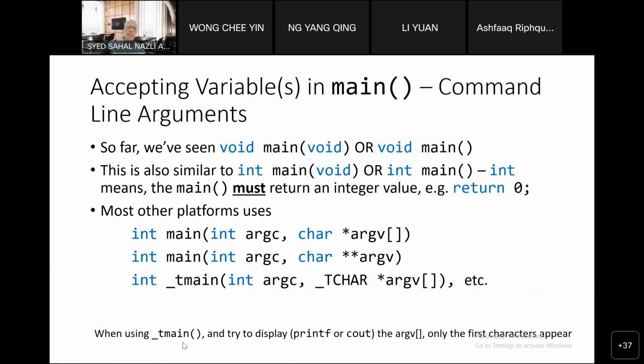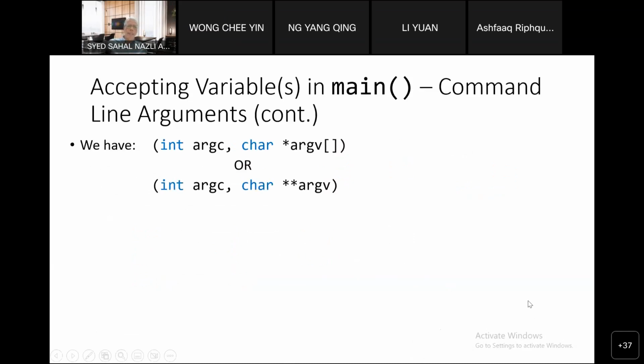When trying to display, the first argument is the character, and only the first character will appear in the second argument, ARGV. Only the first character will appear. We can have this kind of command line argument inside the main program.